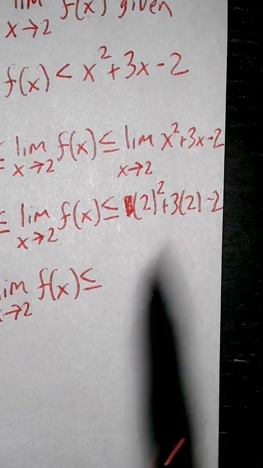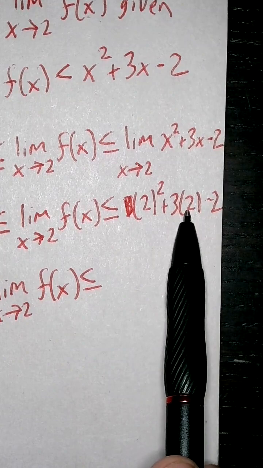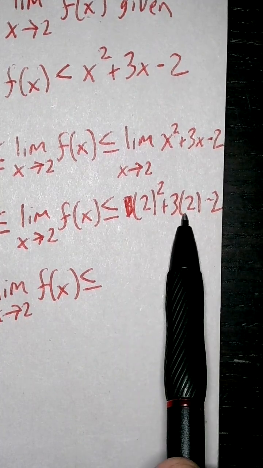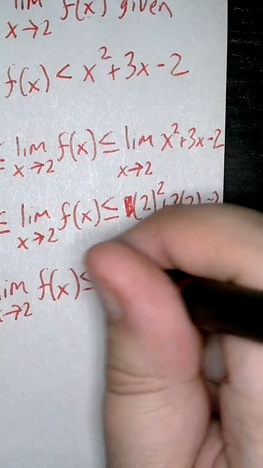Yeah, it's 8. Why? Because 2 squared is 4. 3 times 2 is 6. 4 plus 6 is 10. And 10 minus 2 is equal to 8.